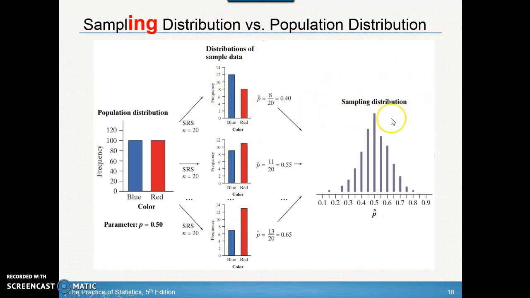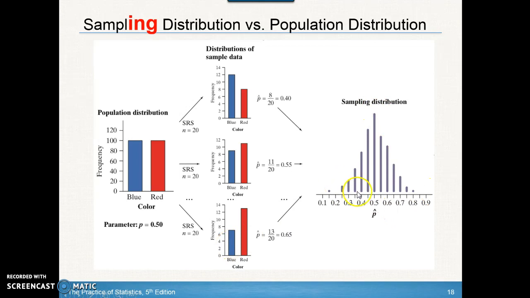Then the sampling distribution takes each of these individual p hats and puts them on the graph. So this p hat of 0.4 would go right here. This p hat of 0.55 would go right here. This p hat of red chips 0.65 would go over here. And I would take hundreds and hundreds, every single solitary possible combination of 20 chips, and I would plot the proportion of red. So each one of these dots is representing a p hat from one individual sample.